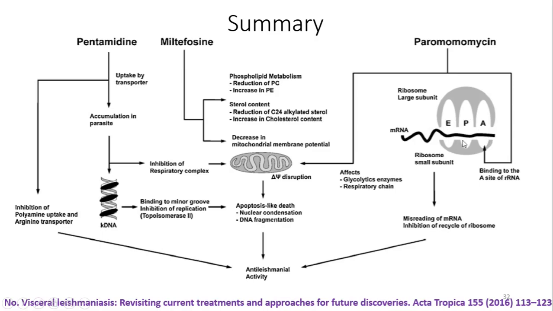In case of paromomycin, it is suggested that it might bind to the A site of rRNA or to the ribosomal subunit that would result in misreading of mRNA and inhibit the recycling of ribosome, and this might result in anti-leishmanial activity. While paromomycin can also affect the mitochondrial membrane potential and eventually lead to anti-leishmanial activity. So this is how all these things can be bound together and explain how these therapeutic modalities like pentamidine, miltefosine, and paromomycin might work. So this is in a nutshell.